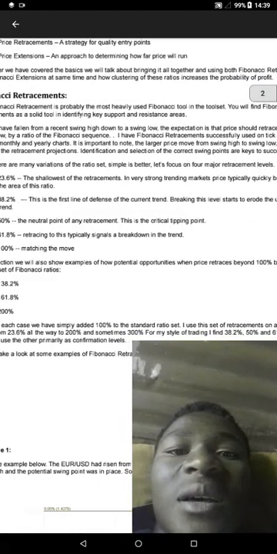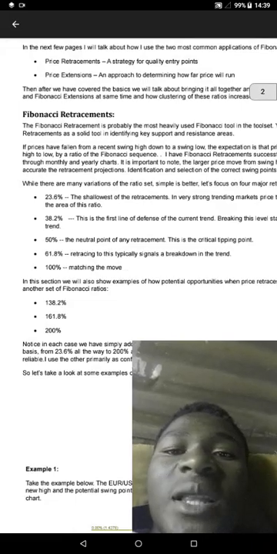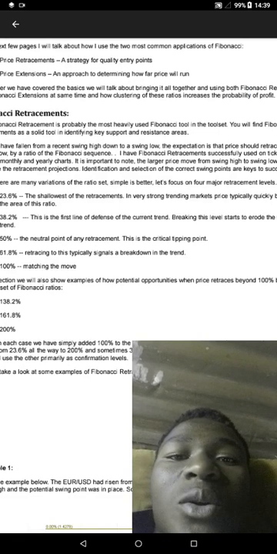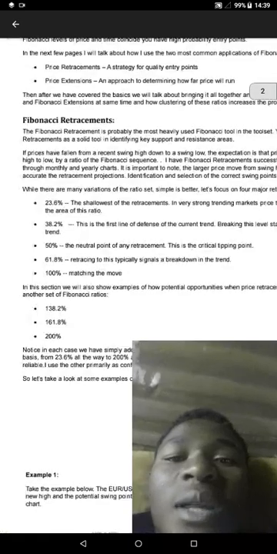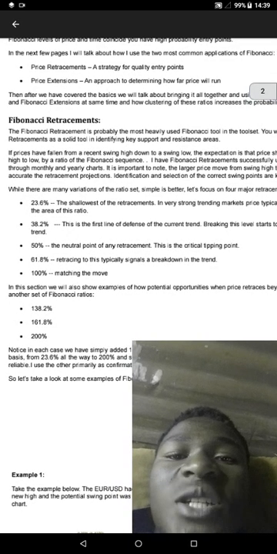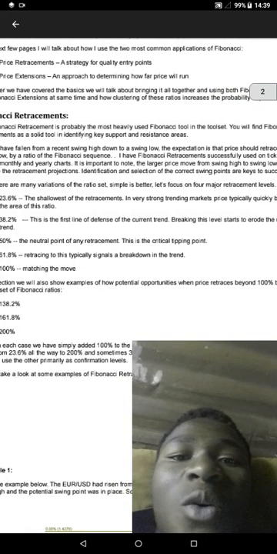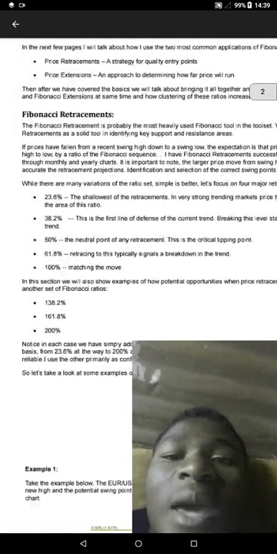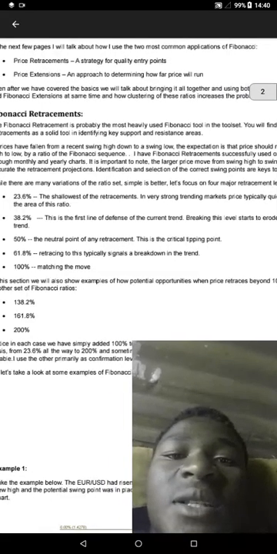I have seen Fibonacci retracement successfully used on charts through monthly and yearly charts. It is important to note the largest price move from swing high to swing low. The more accurate the retracement projection, the better. Identification and selection of the correct swing points are keys to success. While there are many variations of the ratio set, simple is better.